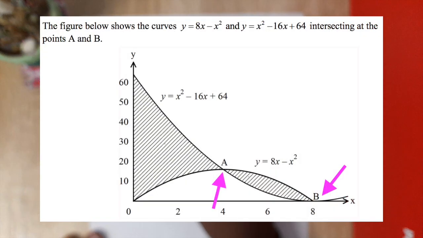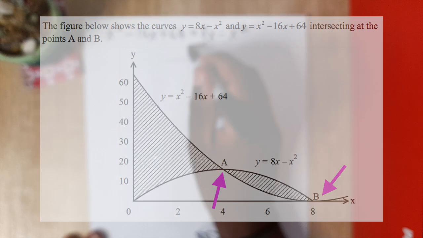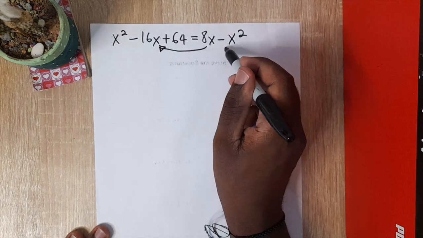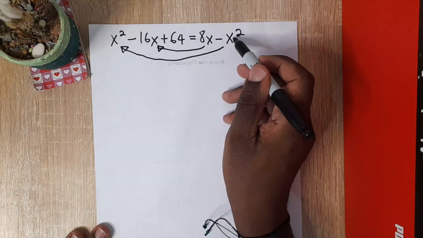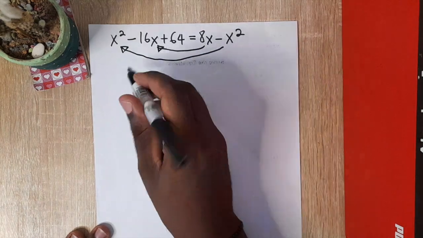So in this math problem, this is how it looks like. This is the graph. We want to solve where these two lines cross each other. So the first thing we're going to do is to set them equal to each other, and we're going to move 8x over to the left side and negative x squared also to the left side.